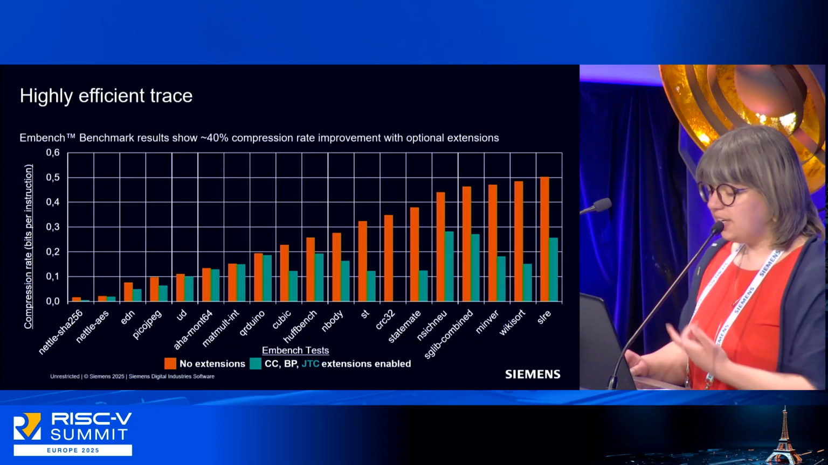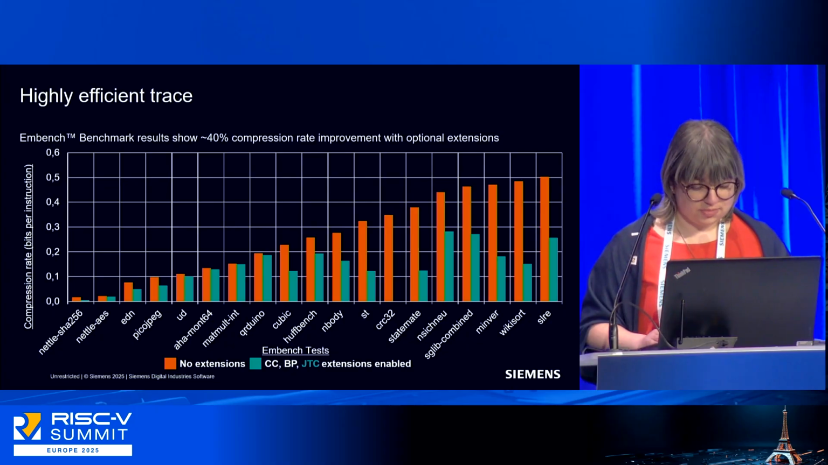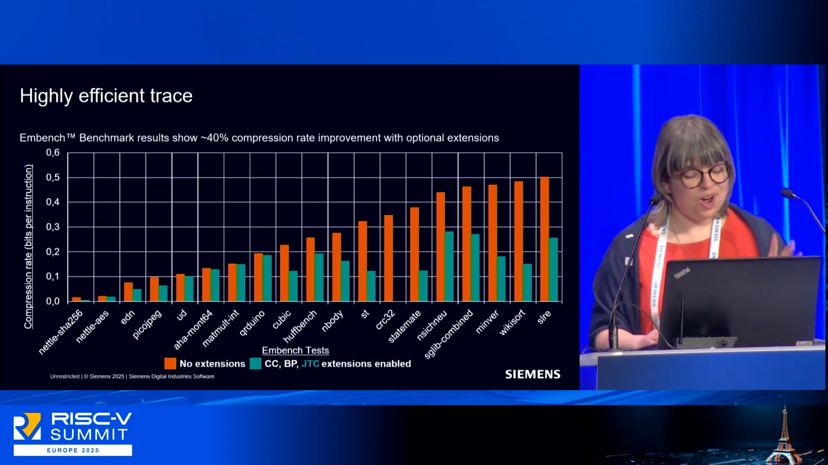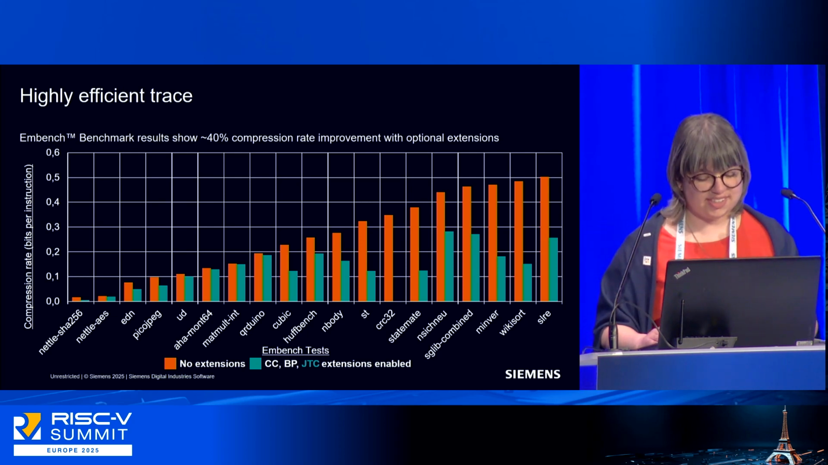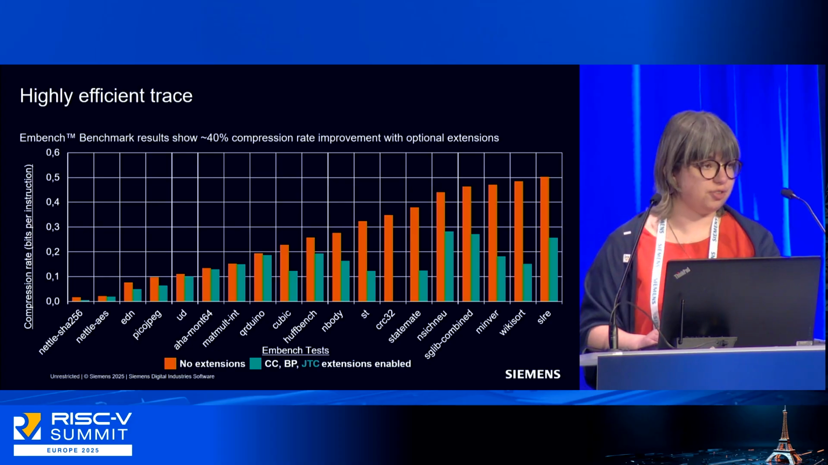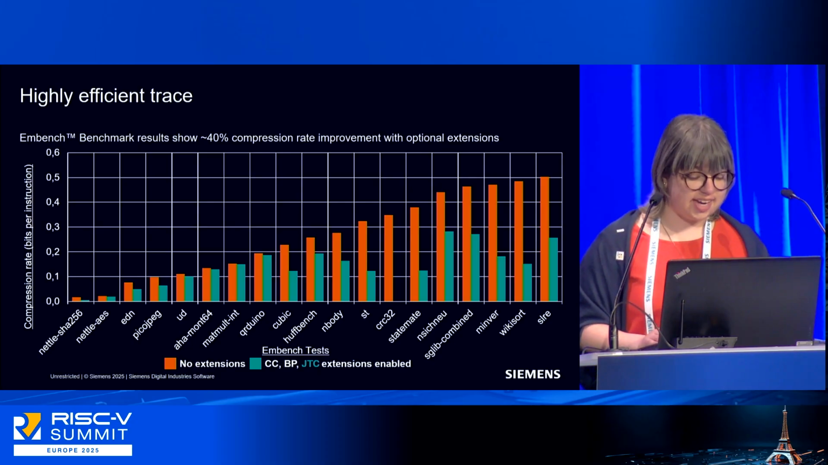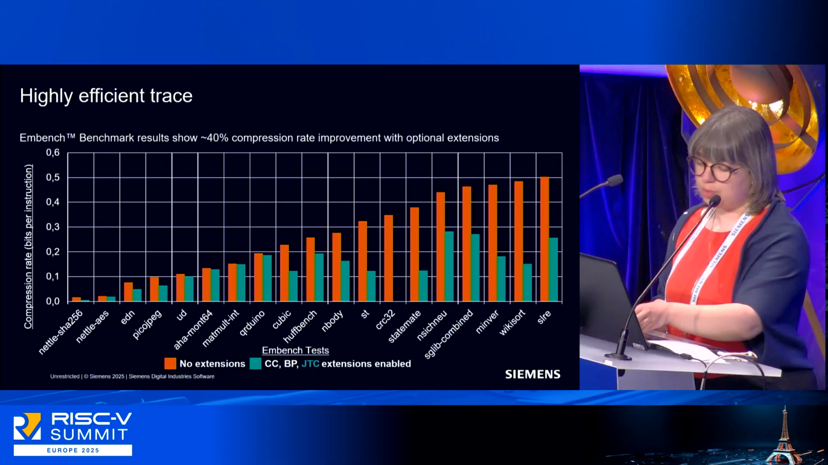The compression rate in orange is what we see with these extensions disabled, while the compression rate in teal is what we see with some of the hardware extensions enabled, with the x-axis showing the different mbench benchmarks. Of course, a lower value in this case is better, as fewer bits are needed to represent each instruction.